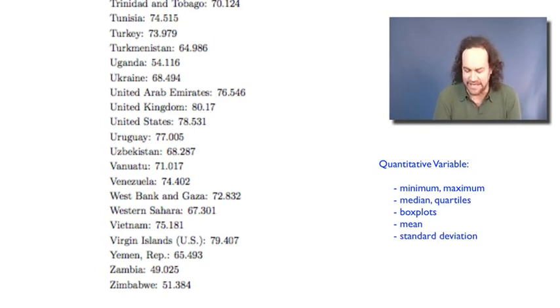We could plot things like histograms. We could talk about if they're skewed or if they're symmetric. We could talk about the extreme values of the data. These are all things that we can talk about if we have quantitative data. But there's other kinds of data too.